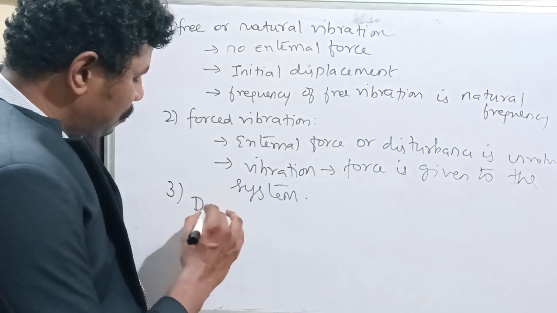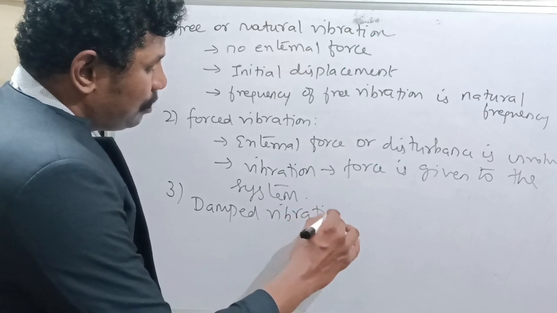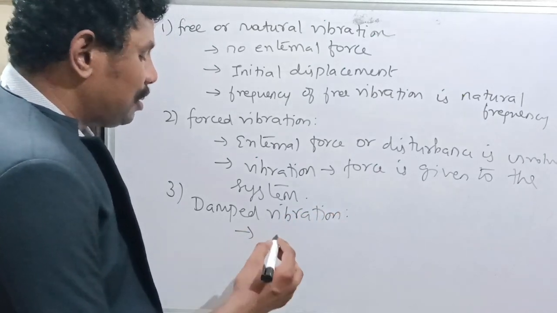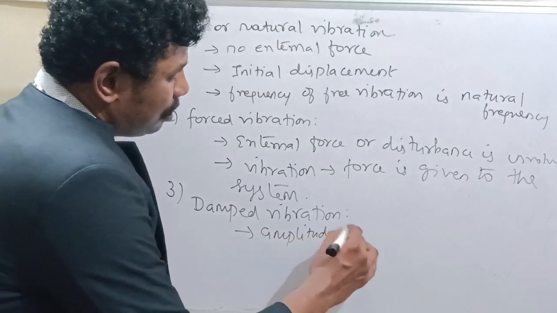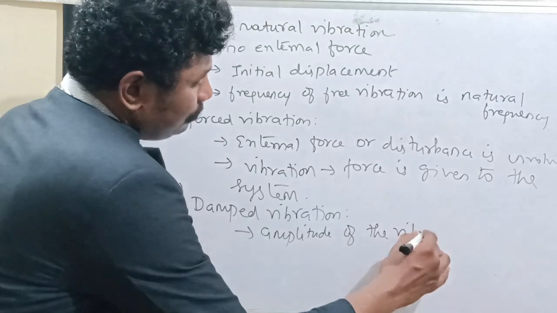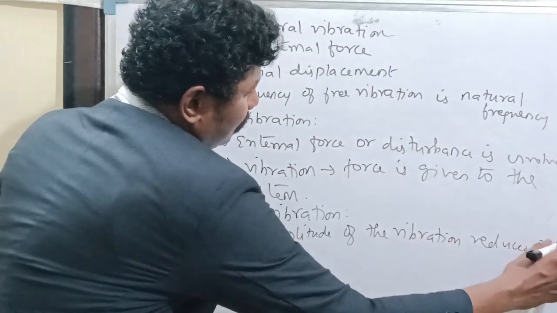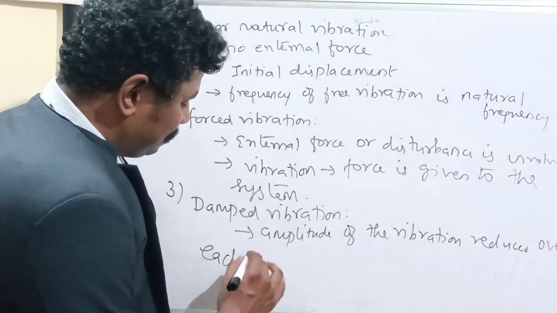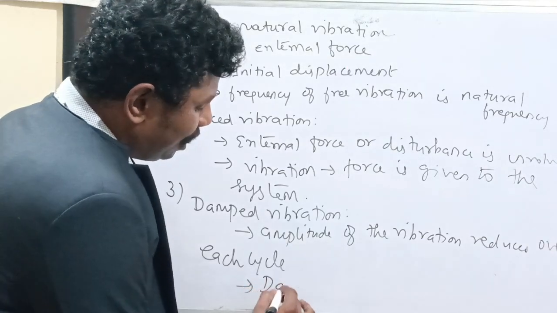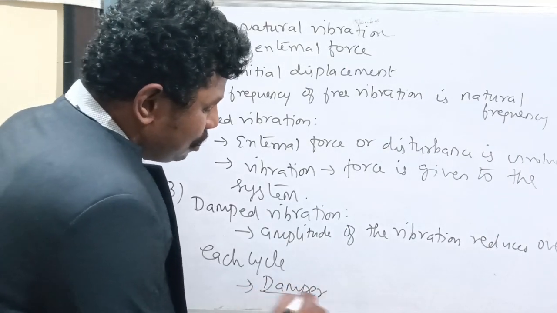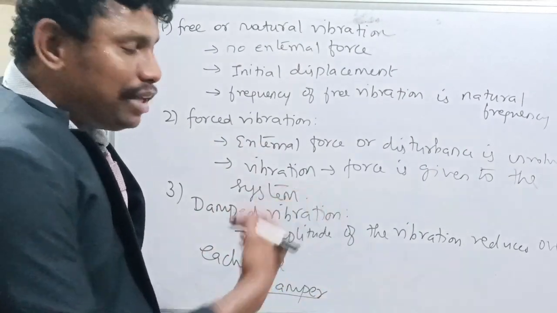And third one is damped vibration. Damped vibration is nothing but, in this case, the amplitude of the vibration reduces over each cycle. For reducing the amplitude, we provide a device called a damper. This damper will provide friction to the object. Because of that, there will be a reduction in the amplitude.